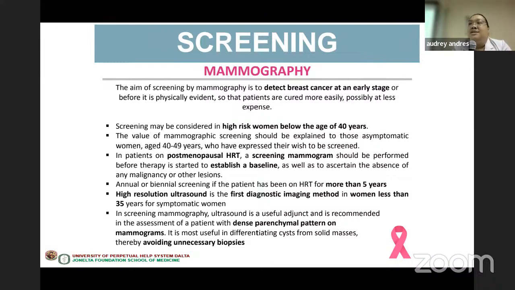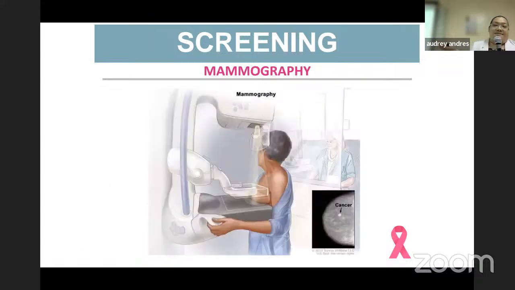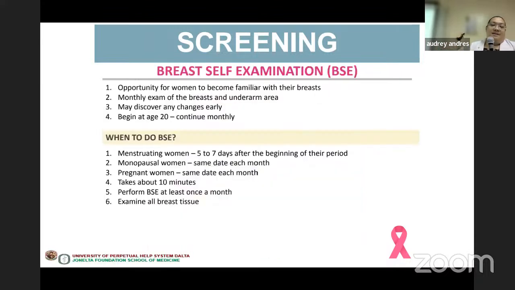When do you consider mammography? High risk women below the age of 40 years. In patients on postmenopausal hormone replacement therapy, you should do a screening mammogram as well so that you have a baseline. You have your annual or biannual screening. That's your mammography.